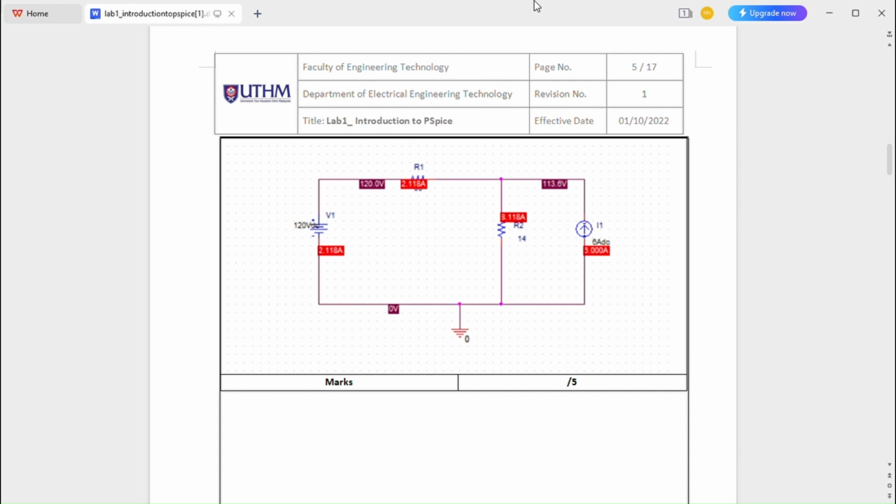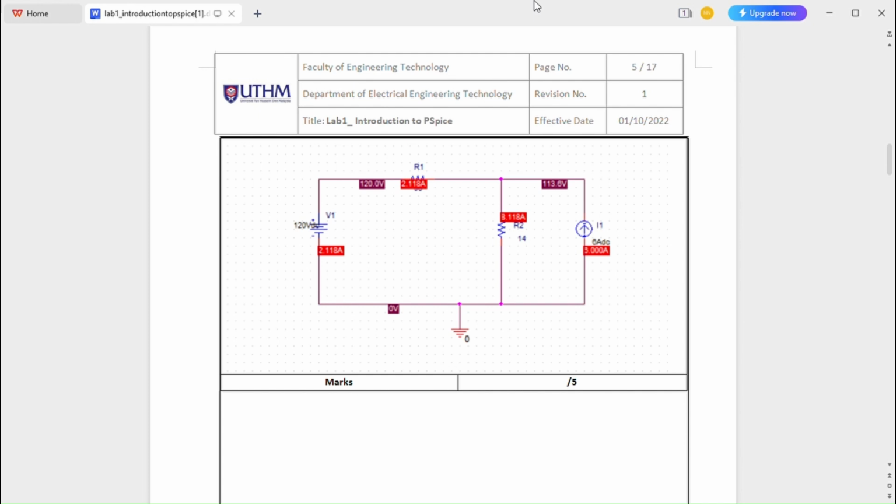R2 has a resistance of 14 ohms and has a current of 3.118 ampere passing through it. The voltage drop across R2 can be calculated as V equals IR. We got the voltage across resistor 2 as 43.65 volt.